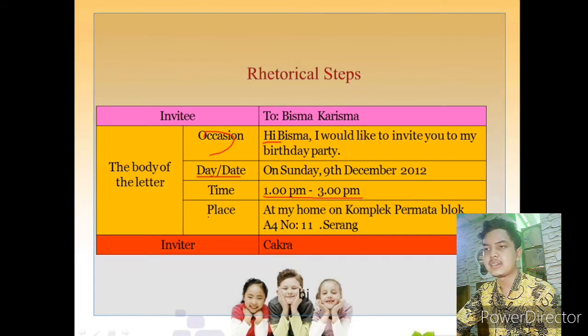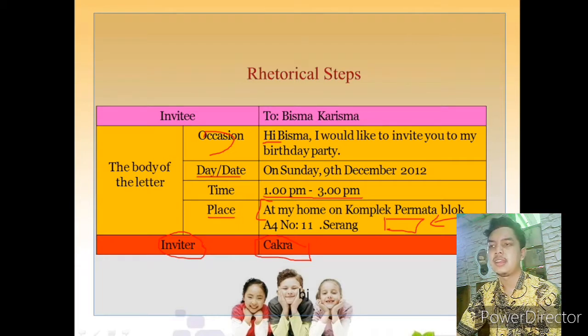And the last of body of the letter is place. Here it is at my home at Complex Pranata Block A4 number 11 Serang. But it's going to be better if there is a map to know where your home is. Okay, something like this. And the last is inviter, which is Chakra. Here's the person who makes or who invites this, Chakra.